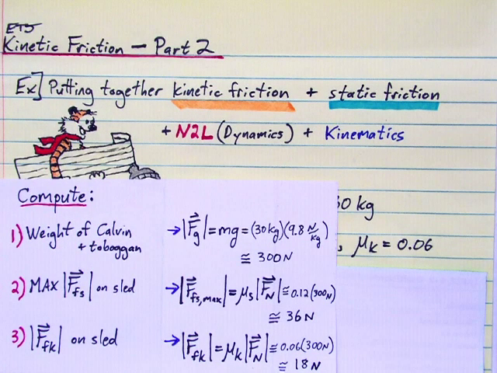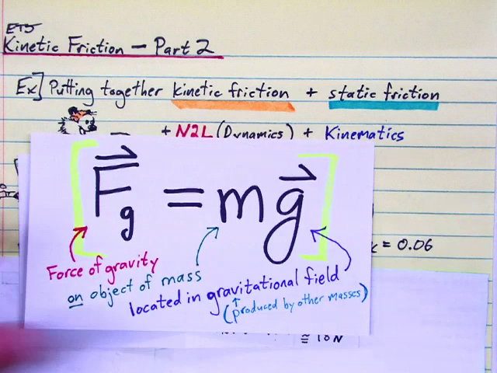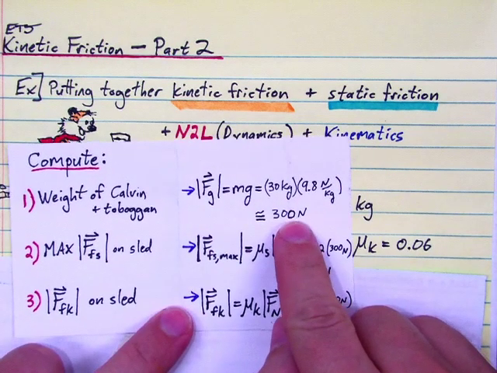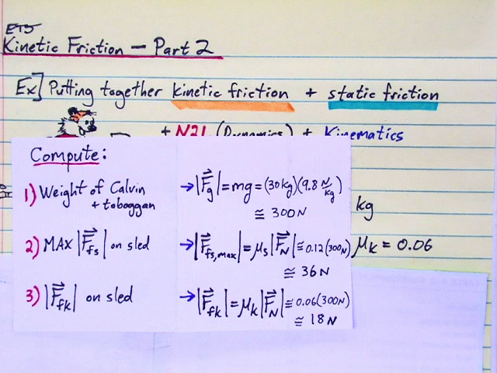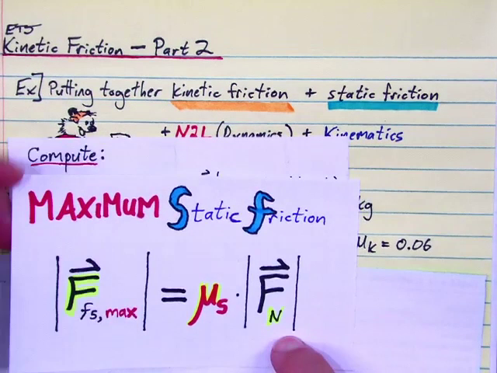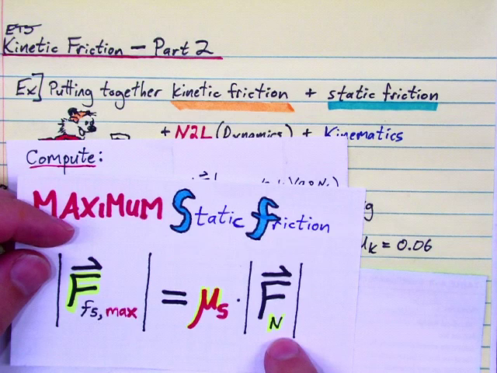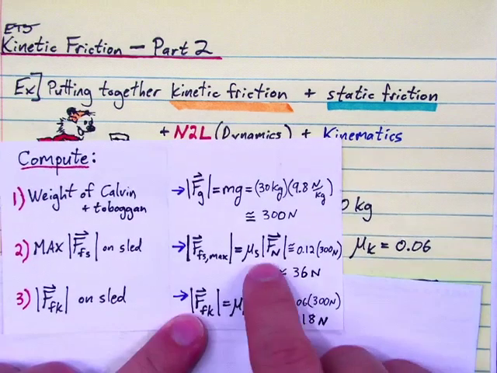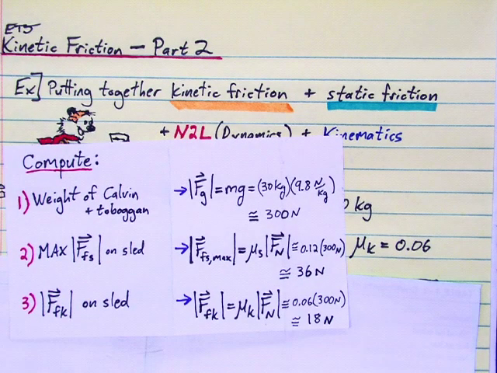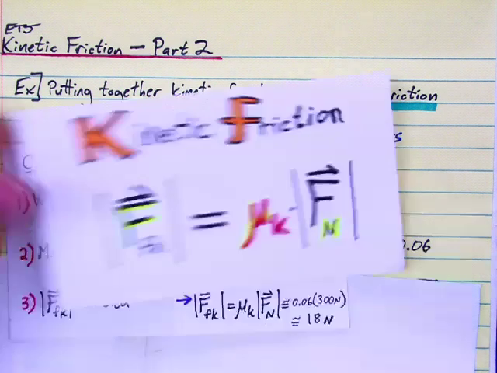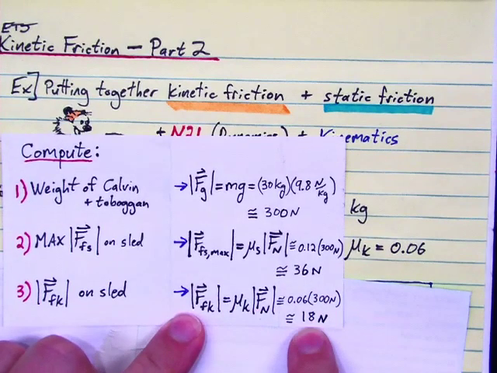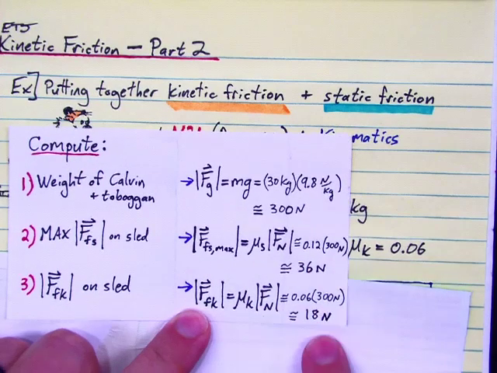First, the weight. Weight, of course, means the force of gravity. So m times g to find a weight of about 300 newtons. The maximum force of static friction, that's mu s times the normal force. The normal force would be equal to the weight, since they're on horizontal ground and those forces will be balancing each other. So mu s times the normal force, about 36 newtons. And the force of kinetic friction on the sled once it's moving, mu k times the normal force, so about 18 newtons. All right, we've got those three values.